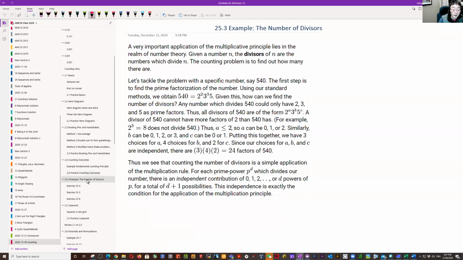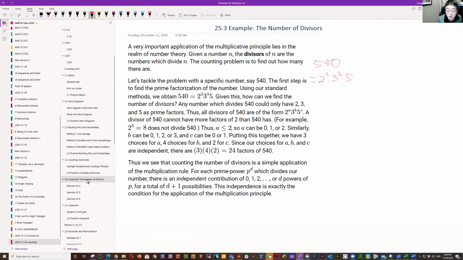For example, we gave you a fairly big number, like in this example, 540. How many positive integer divisors does it have? You have to factor it, and here we are able to factor this number down to 2 squared multiplied by 3 cubed multiplied by 5.